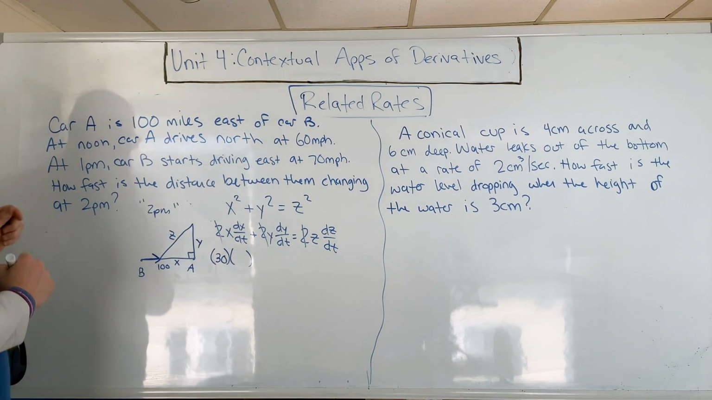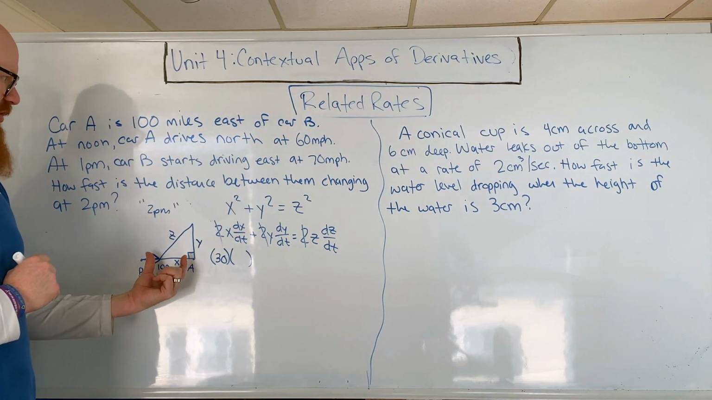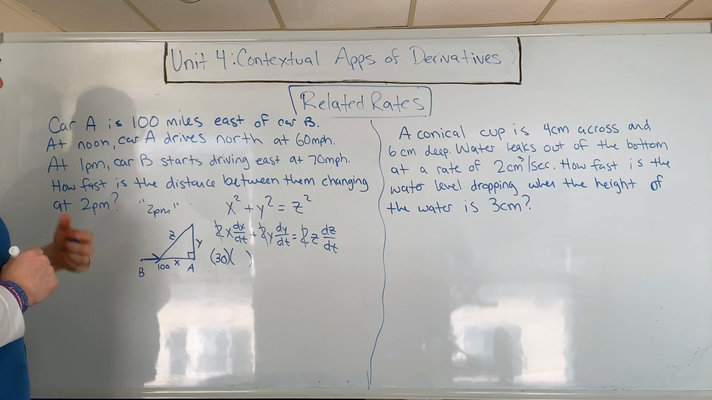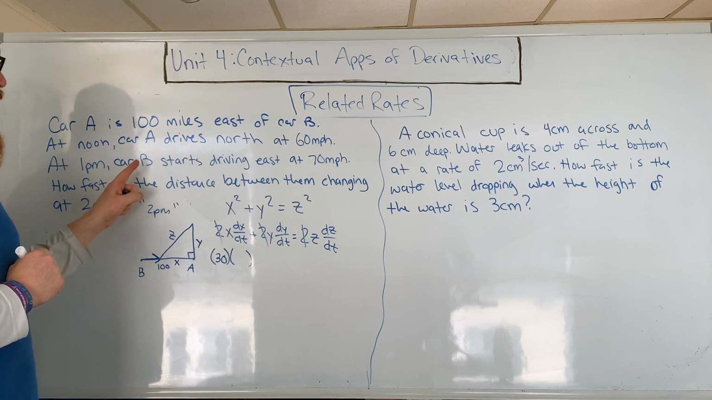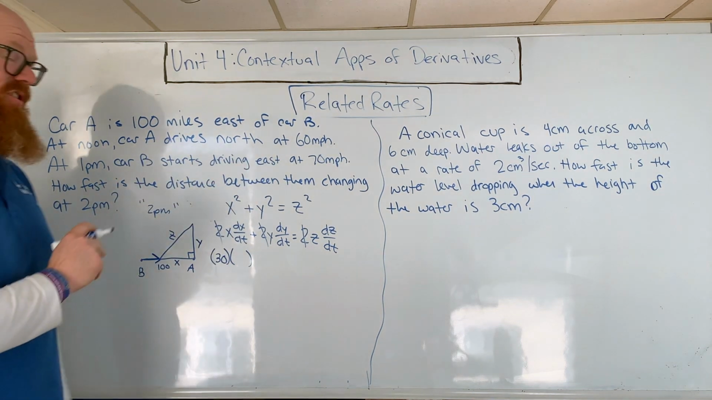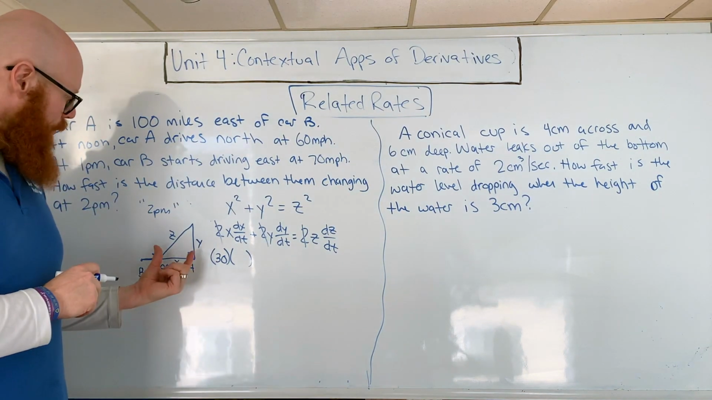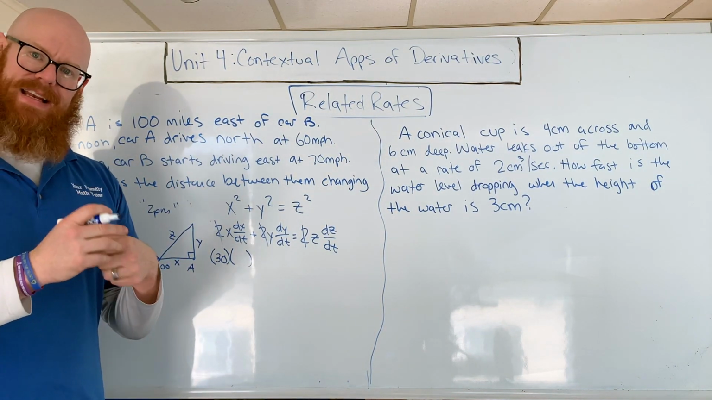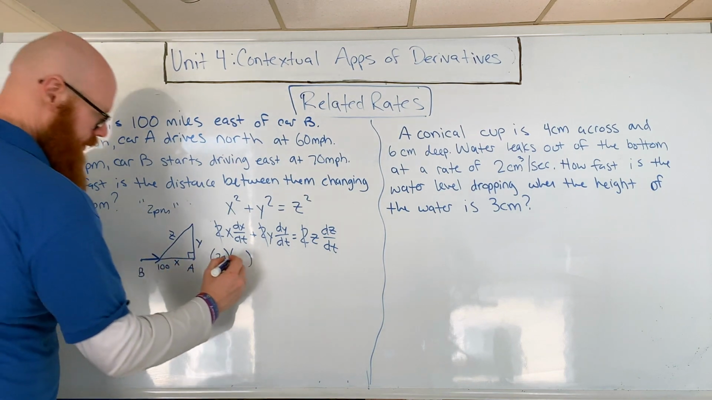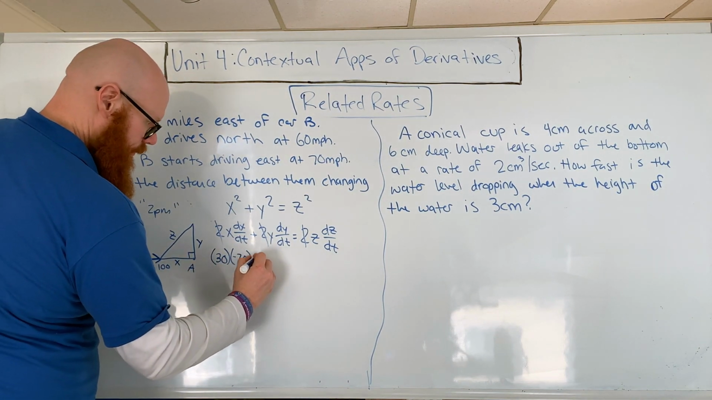dx/dt is the rate at which that's changing. Well, that's just the speed of the car. Car B is driving 70 miles per hour, but actually it's not speed because our distance is getting smaller. So I need to make that negative. So this is negative 70.